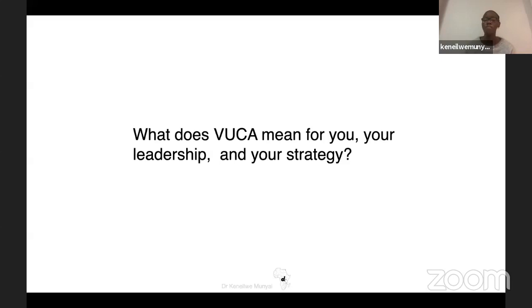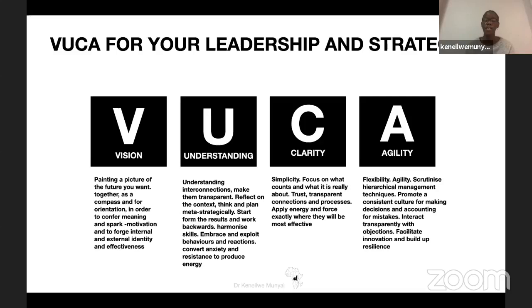What does this actually mean for you as an individual, for your leadership, if you are in a leadership position? But also for your strategy as an organization, because we cannot dwell on the fact that we live in a VUCA world. We also need to innovate. We need to come up with strategies in order for us to be able to navigate this new normal. In design thinking, we talk a lot about reframing, the importance of reframing, not only focusing on the negative, but also trying to identify the positives as well.